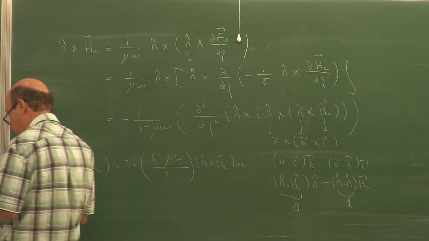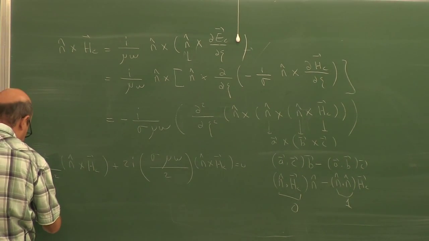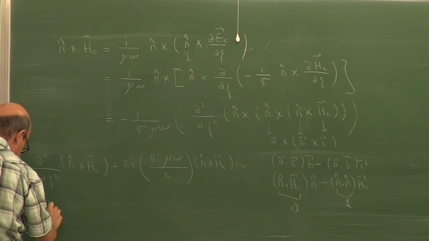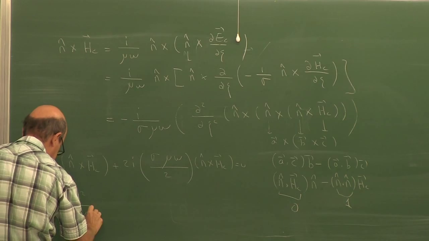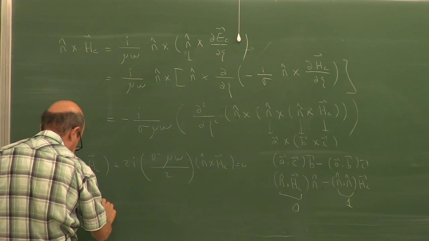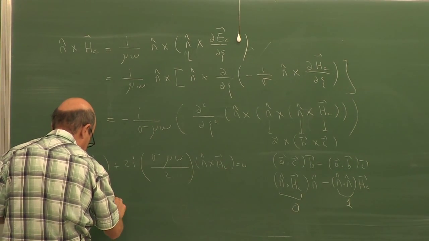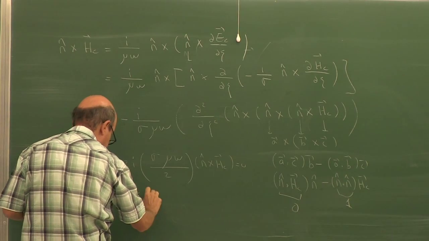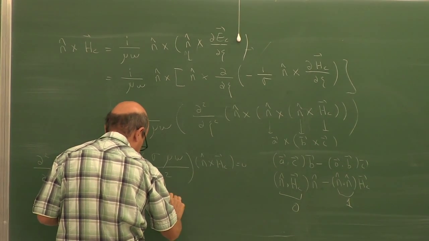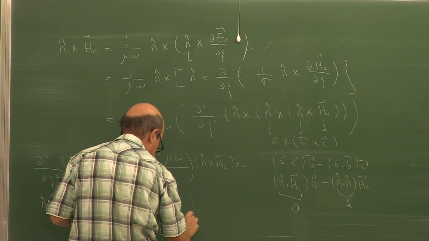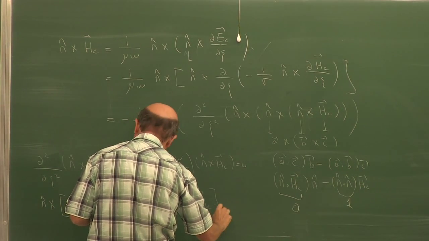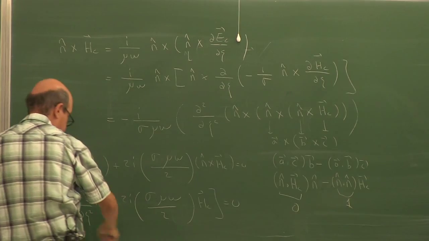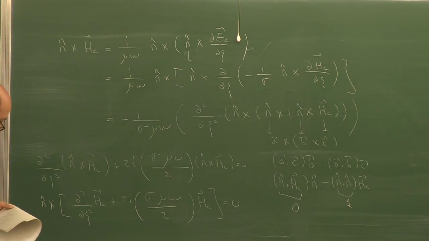You can write this in the following form also: n cross del square over del xi square H plus 2i conductivity mu frequency over 2, H. And you can look at the solution of this differential equation.